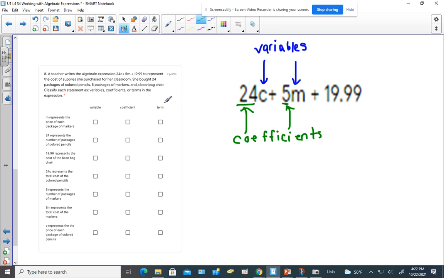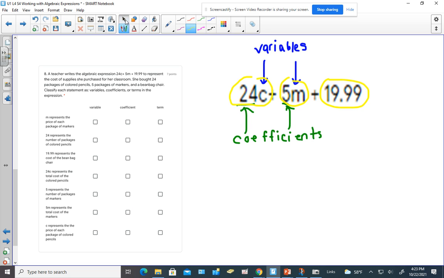All right, so the next thing we have to know is what are terms? Terms are typically separated by either an addition sign or a subtraction sign. So I'm going to circle the terms in yellow. This is a term, this is a term, and this is a term.